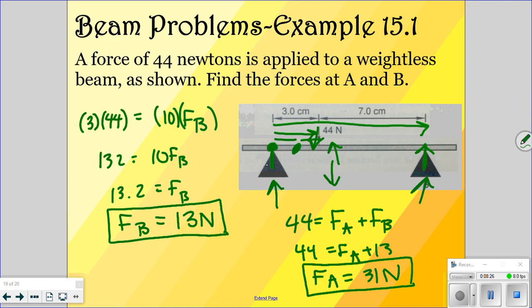So you want to pick the point to be on top of a force that you don't know yet, so that you can find the other one and then go back and make an equation later to find the one that you originally put the dot at. But that's all you do for your beam problems.